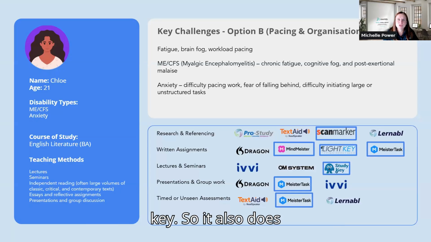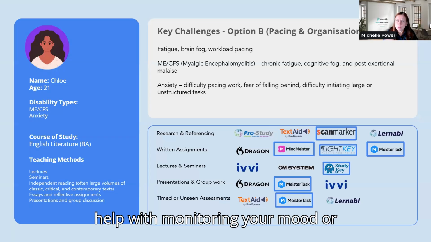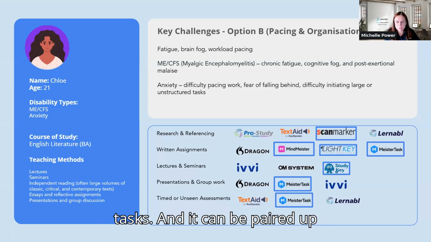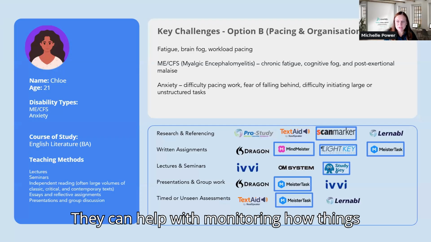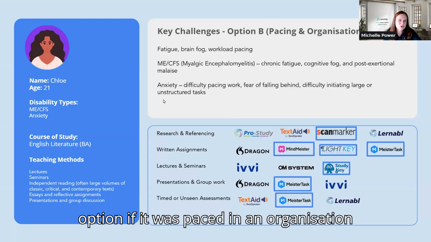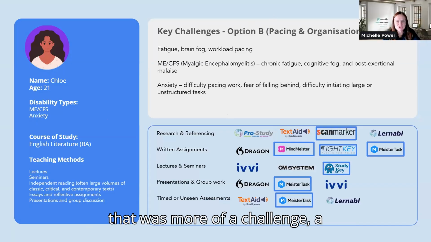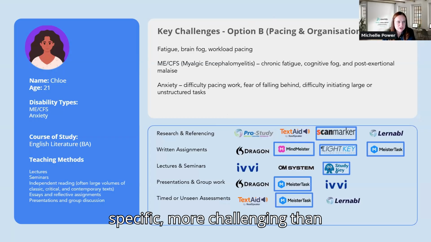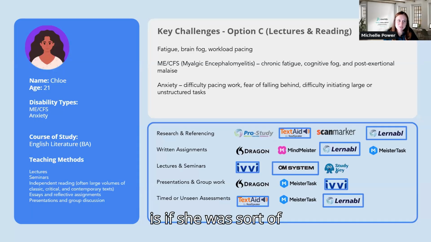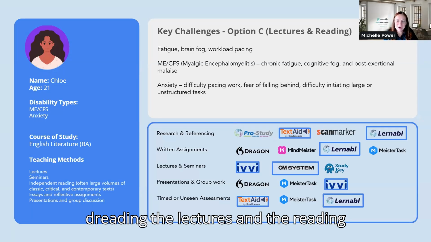So it also does help with monitoring your mood or how well you're feeling about certain tasks. And it can be paired up with maybe a tutor or even a parent if they want to help their child at university. They can help with monitoring how things are going with Study Key. So that's an option if pacing and organisation was more of a challenge than other areas.